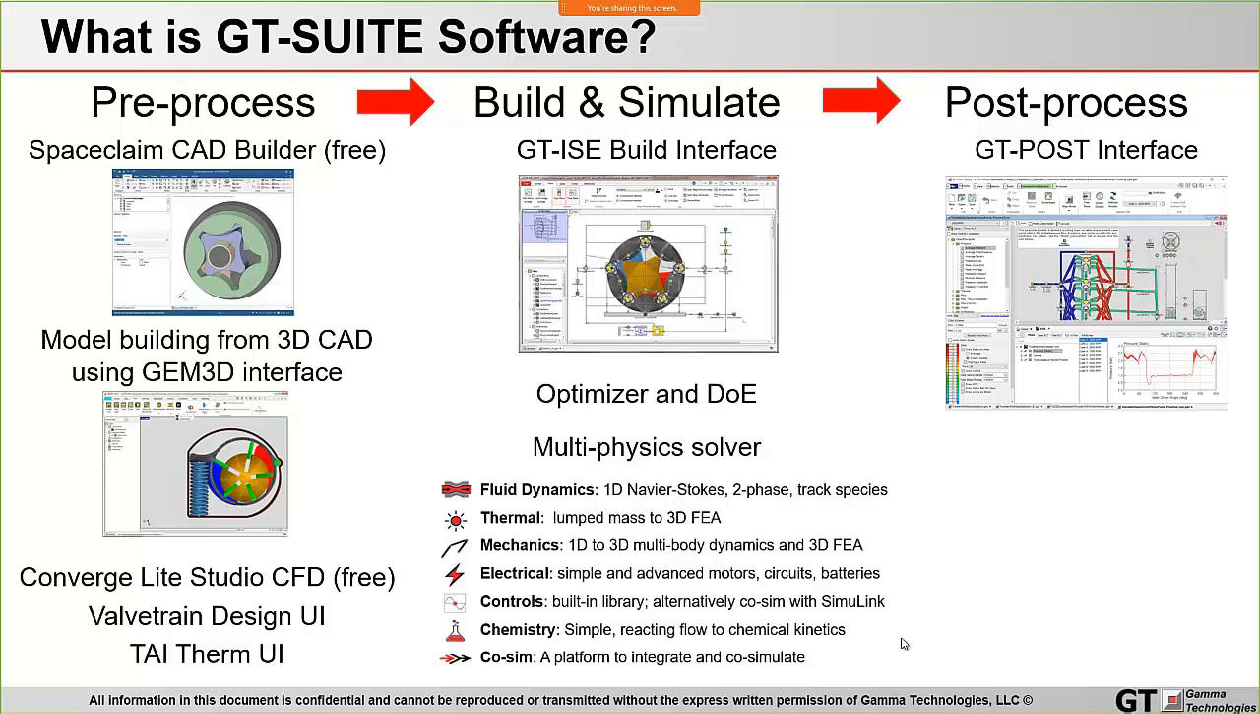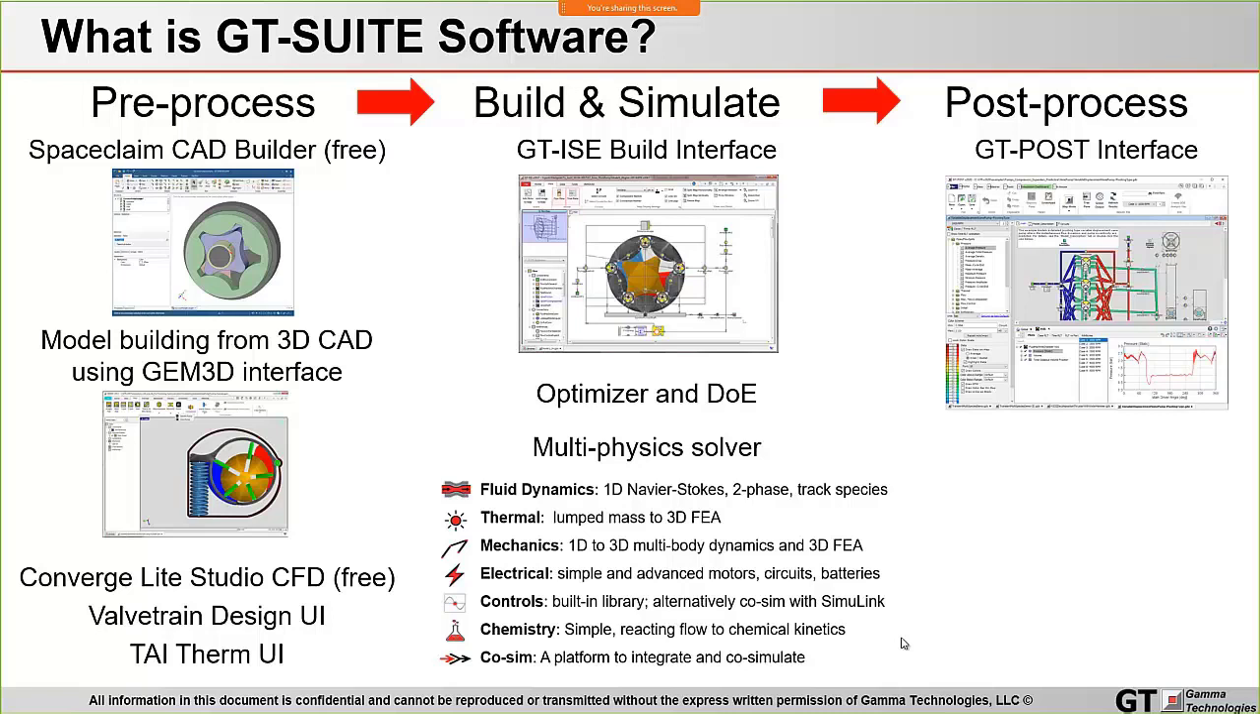And then on the thermal side, we have the ability to do things like lumped mass modeling of a given structure, or even go into full 3D finite element analysis. And then on the mechanical side, we have a 1D to full 3D multi-body dynamics software built in, as well as 3D finite element capabilities. And then there are other physical domains users can link to as well, including on the electrical side, the ability to model simple and advanced motors, even batteries and electrical circuits.